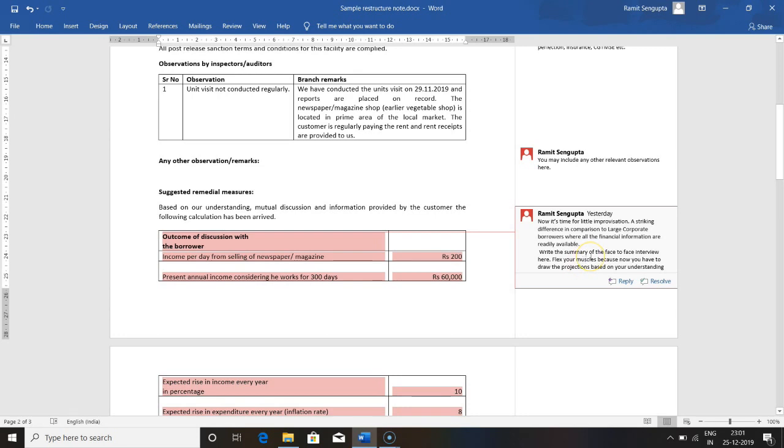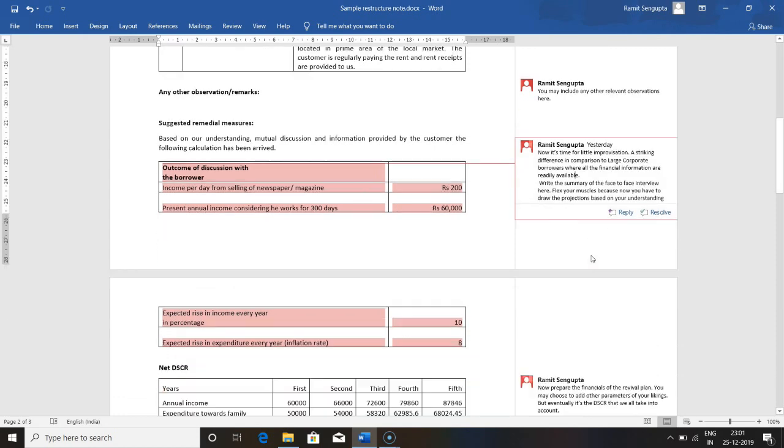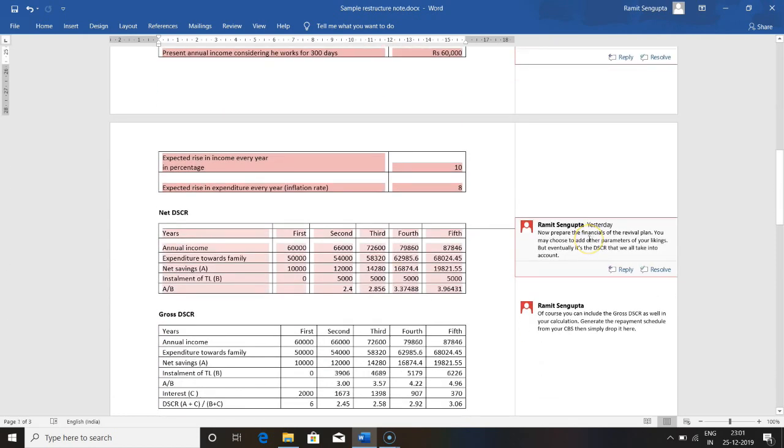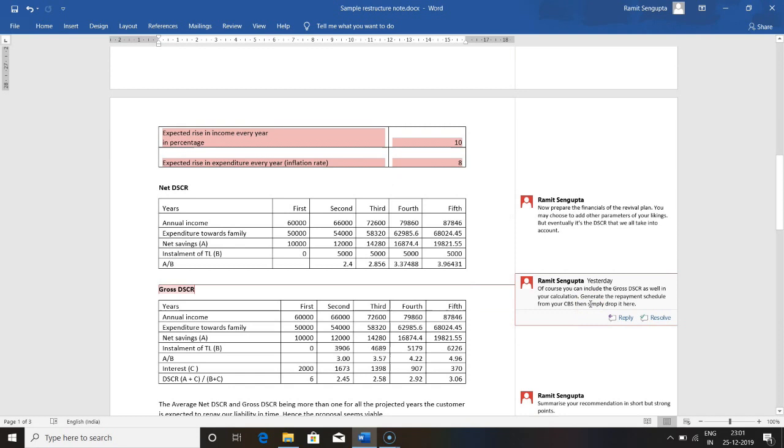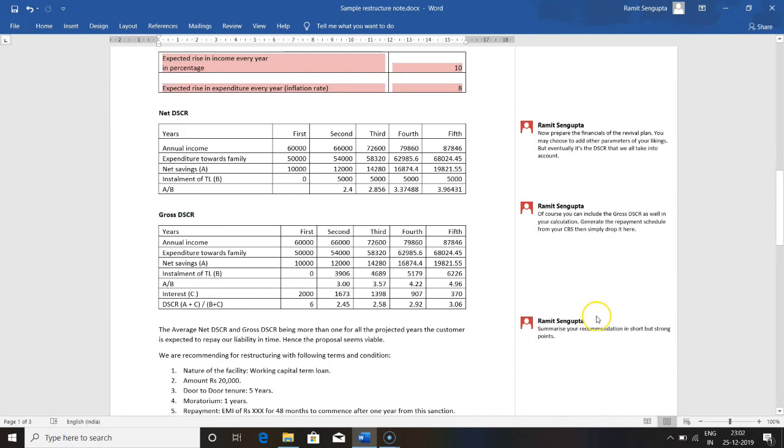Flex your muscle because now you are going to draw the projections based on your understanding. Prepare the financials of the revival plan. You may choose to add other parameters of your liking, but eventually it's the DSCR that we all take into account. Of course, you can include the gross DSCR as well in your calculation. Generate the repayment schedule from the CBS, then simply drop it here. Summarize your recommendation in short but strong points.